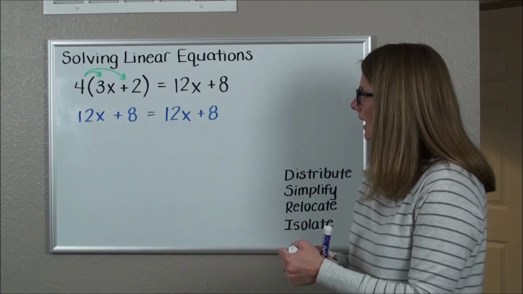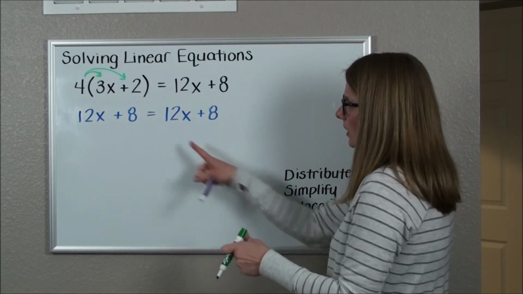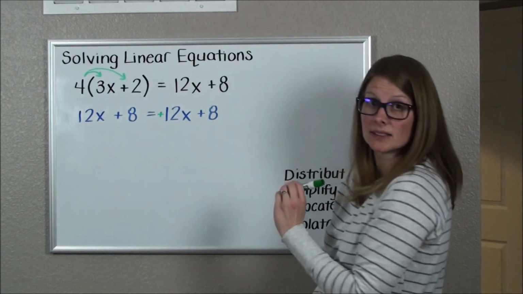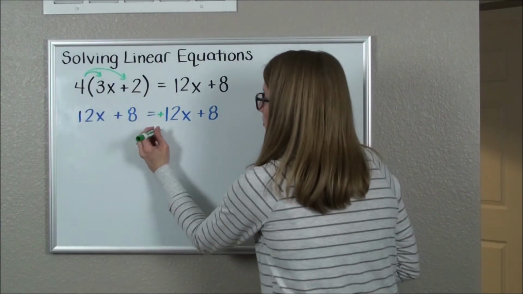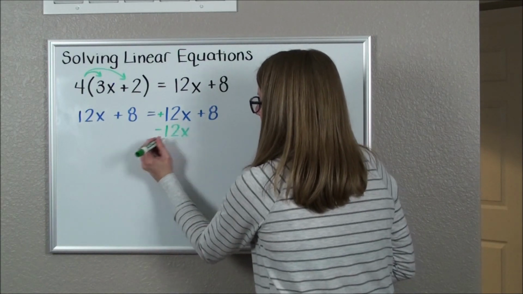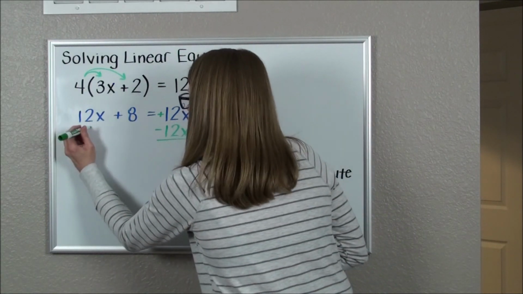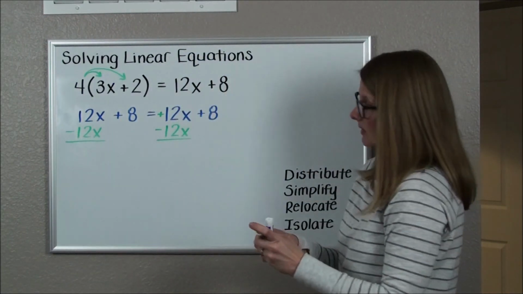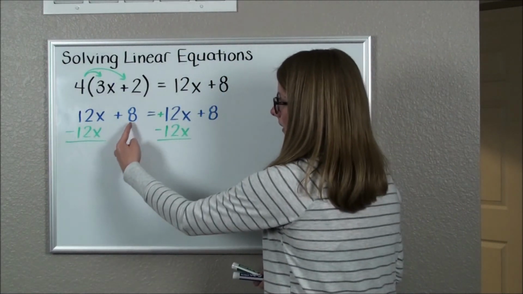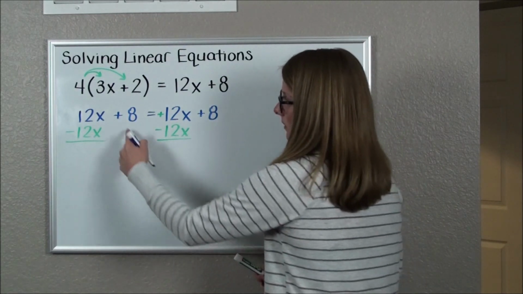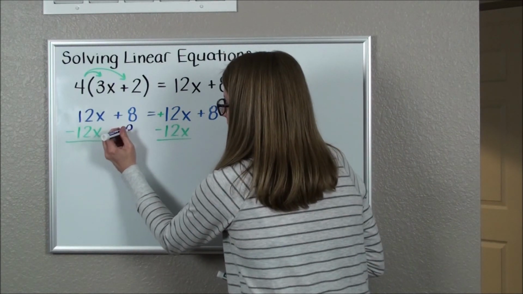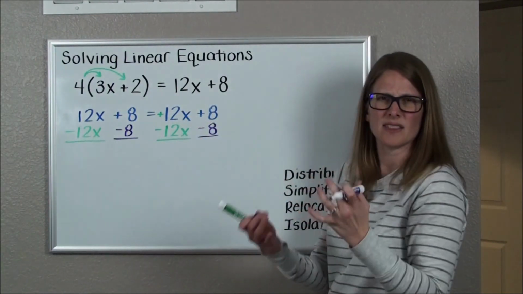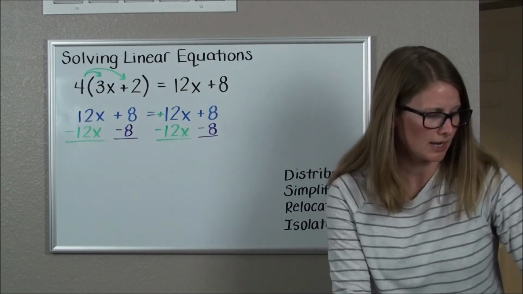If I relocate letters to the left and numbers to the right. So over here I have a 12x I'd like to scoot away. Currently this 12x is positive, so to relocate him I will subtract 12x. And that's fine as long as I do it to both sides. At the same time, let's deal with that constant. I want the numbers to move to the right. So this positive 8 can relocate if I subtract him, as long as I do it to both sides. Again, I want to maintain that balance. Whatever I do to one side, I do to the other.